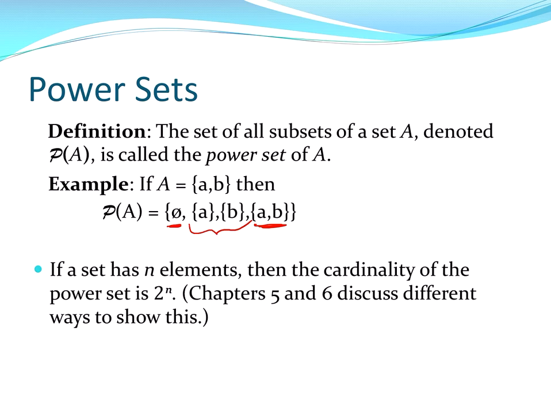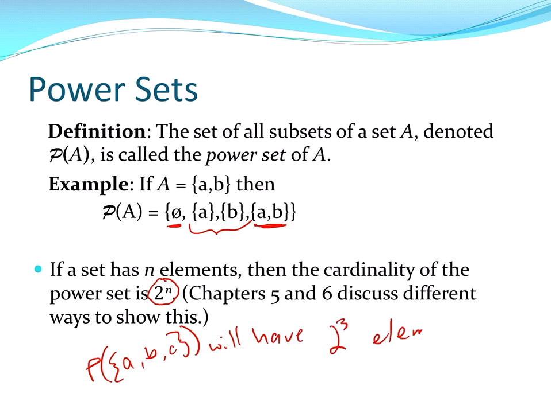And it turns out that the size of the power set is 2 to the n. So the power set of {a, b, c} will have 2 to the third elements. And I will leave it to the listener to figure out what the power set looks like.